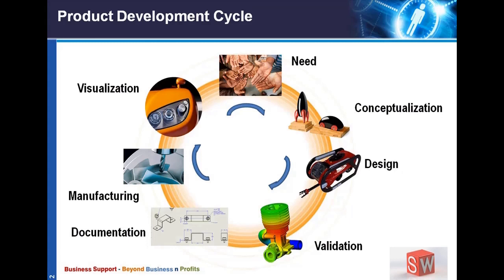In this product development cycle, you can notice there are 7 stages involved in every product development. For any product in the market, definitely there must be a need. Because of the need, we will start to create, and that's what we call conceptualization.